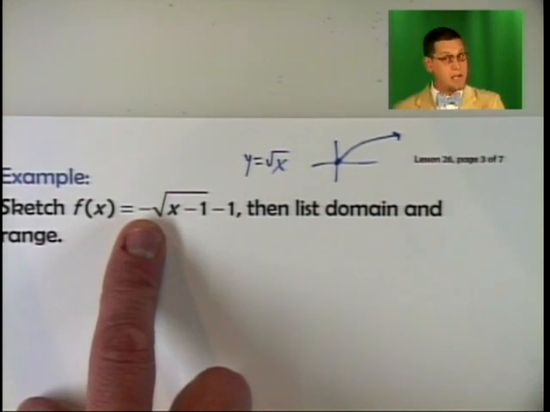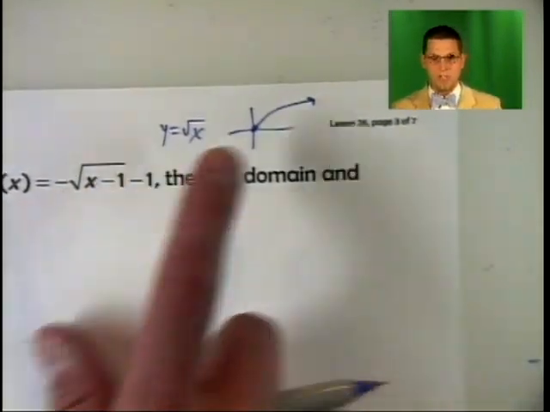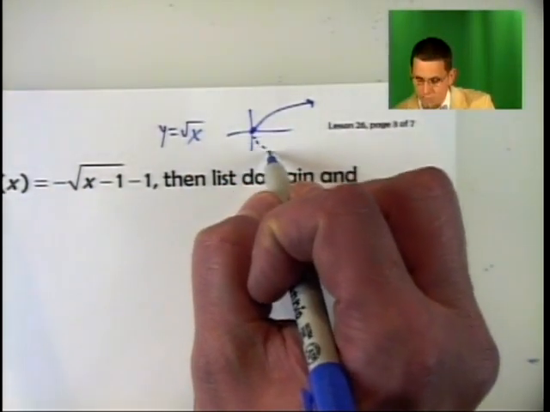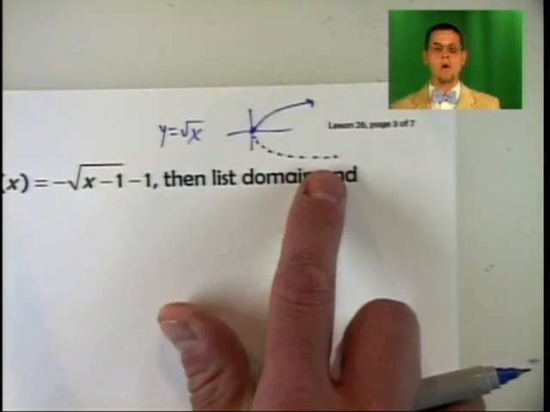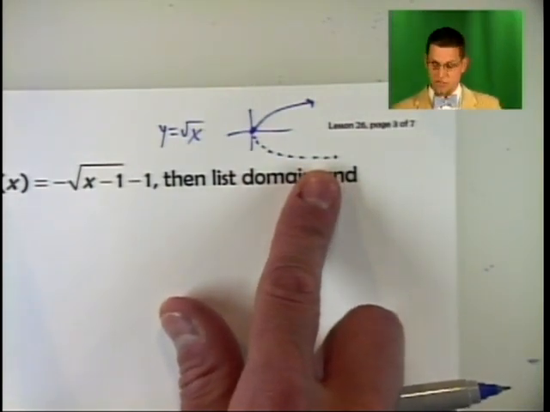Remember when we had negative x squared? The parabola opened downward. It reflected across the x-axis. Same thing with any function. So that's going to take this graph and reflect it across the x-axis. I'll draw it as a dotted line. So that's where we are. That's the first transformation. We're going to do them as a sequence.